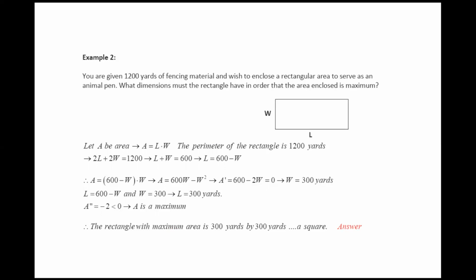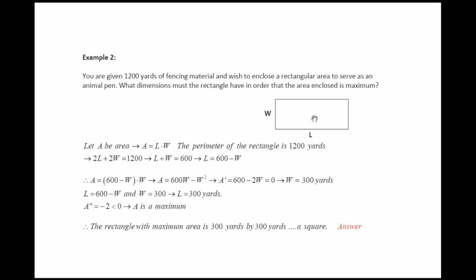You're given 1,200 yards of fencing material and you wish to enclose a rectangular area to serve as an animal pen. What dimensions must the rectangle have in order that the area enclosed is maximum? One of the nice things about a problem like this is you can make a drawing. You can have a figure to use for reference, and then you can label it and it helps get you through the problem.